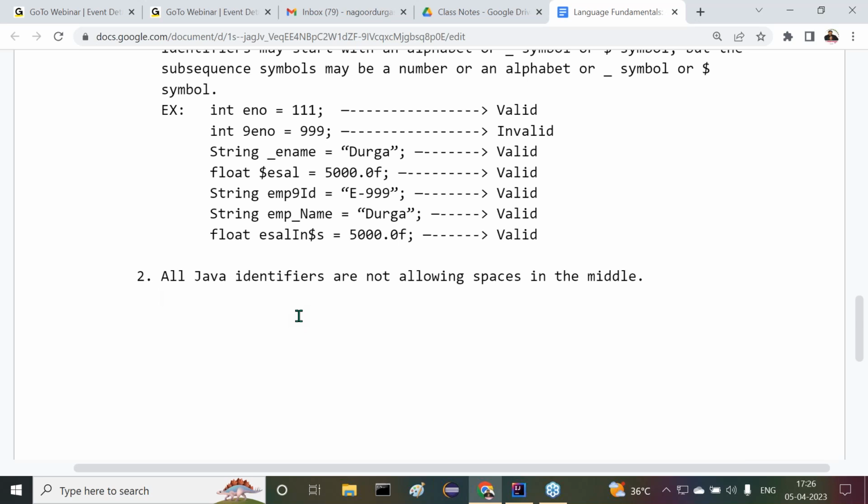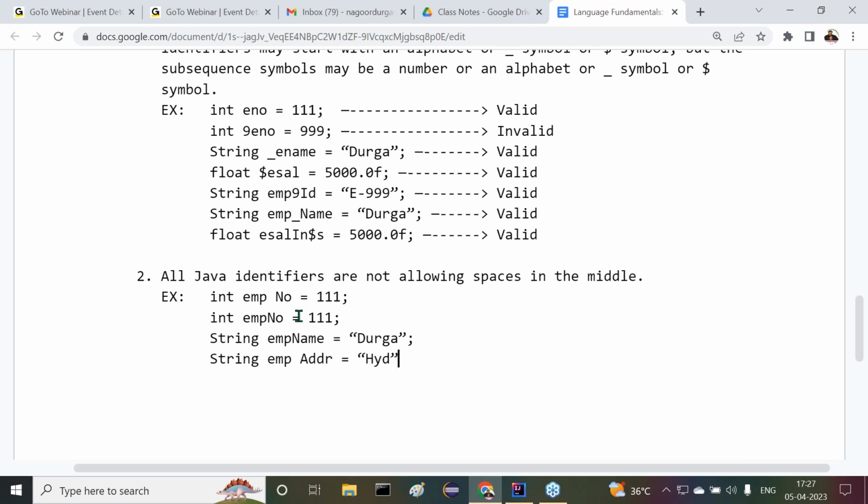Now let's understand this clearly. Examples I'm telling you. Say for example, int emp space no is equal to 111. Next one, int emp no is equal to 111. Next, String empName is equal to Durga, for example. String emp space addr is equal to Hyderabad. That's it. Now observe carefully.